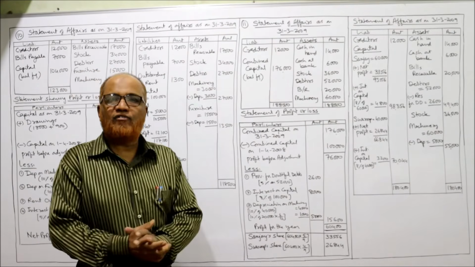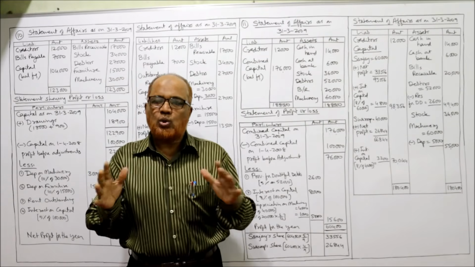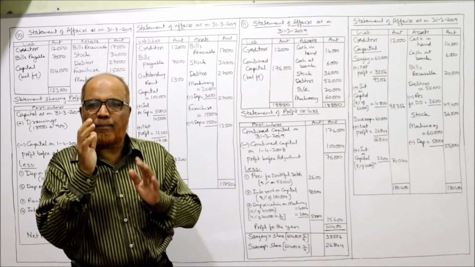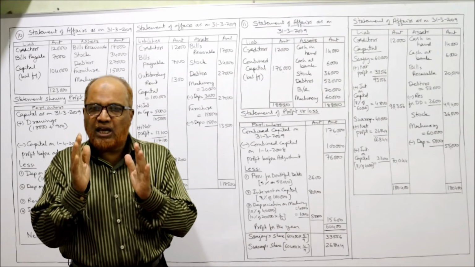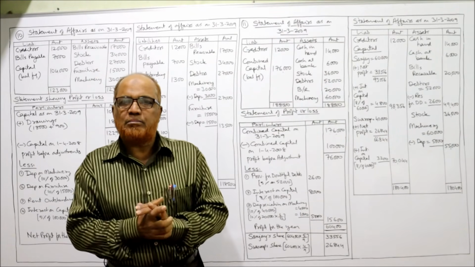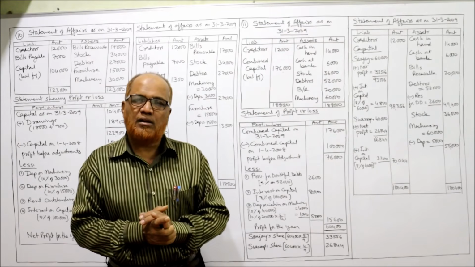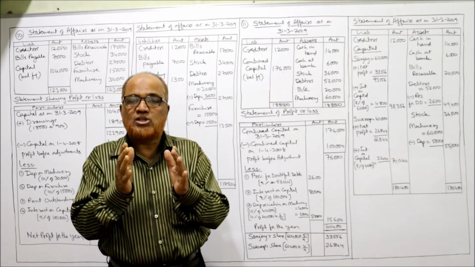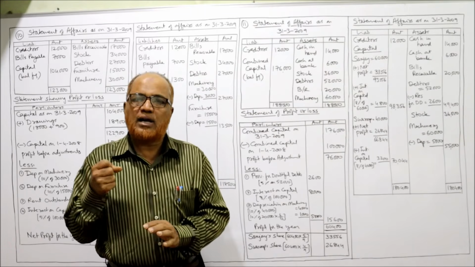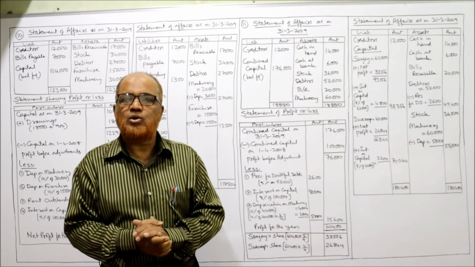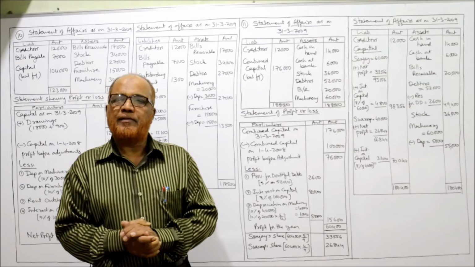So this is the end of problem number 11. So far 11 problems I have completed on these accounts from incomplete records. Each and every problem, each of the items I have explained to you in detail. Watch this video not once, twice, thrice. Definitely you can get a good command on this topic of accounts from incomplete records.